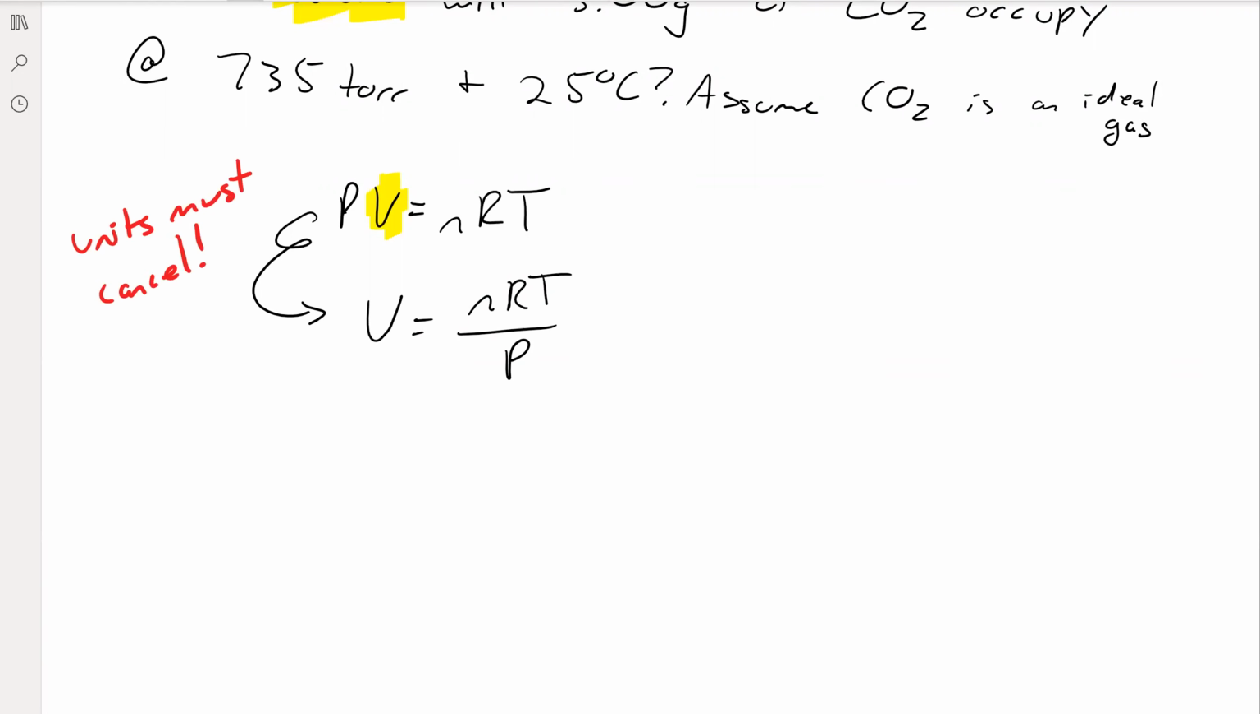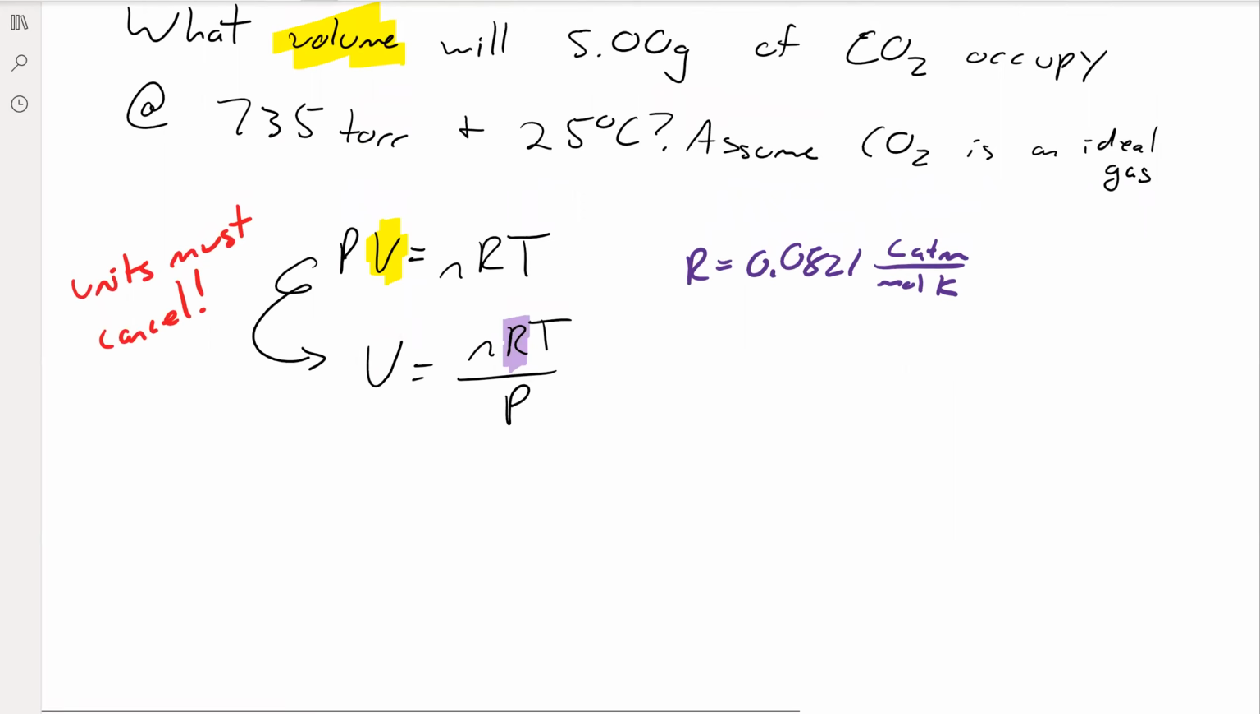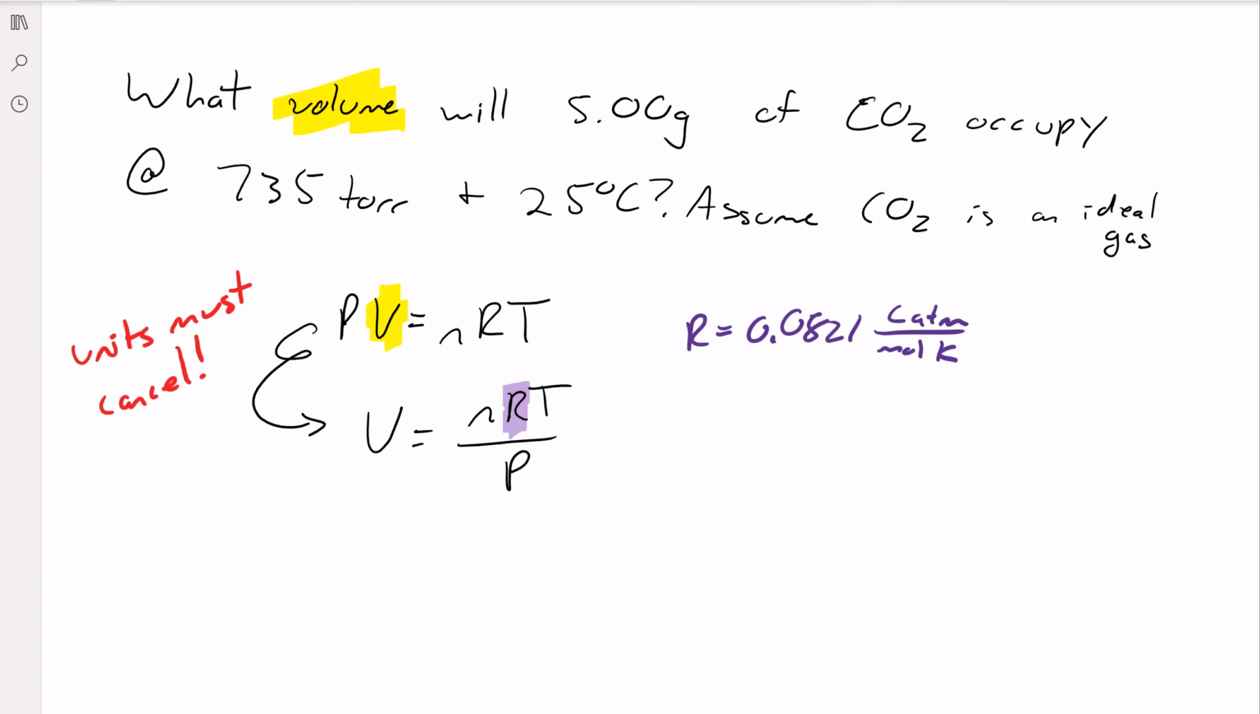Right, and if we think about which one of these values we know the units of already, it's the R, right? R is equal to 0.0821 liters atmospheres over moles Kelvin. And so in order for the units to work out, the volume must be in liters, the pressure must be in atmospheres, the amount must be in moles, and the temperature must be in Kelvin. So in this case, all of the units matter. So let's start thinking about plugging and chugging.